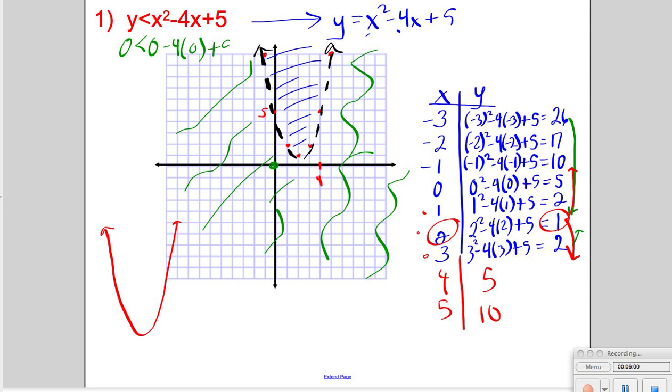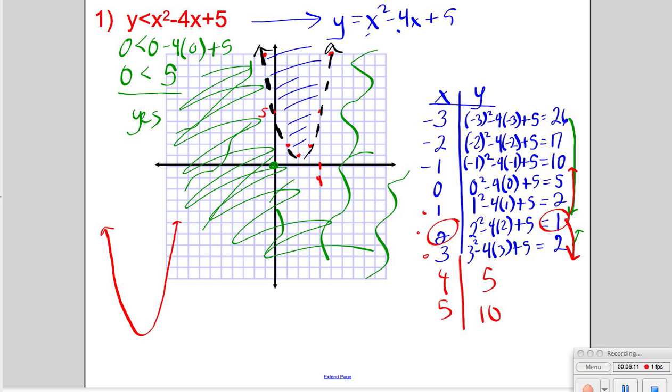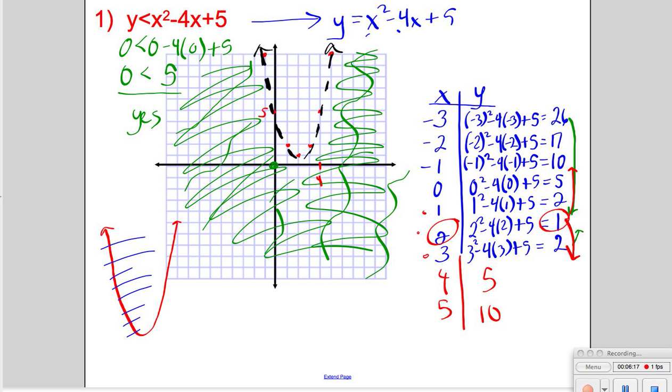So we test 0, 0. And I make sure that this works. 0, and I get 5. And I check this statement. I read it: 0 less than 5. This is a yes. So the green part is where I'm going to shade, and the blue part should not be shaded.